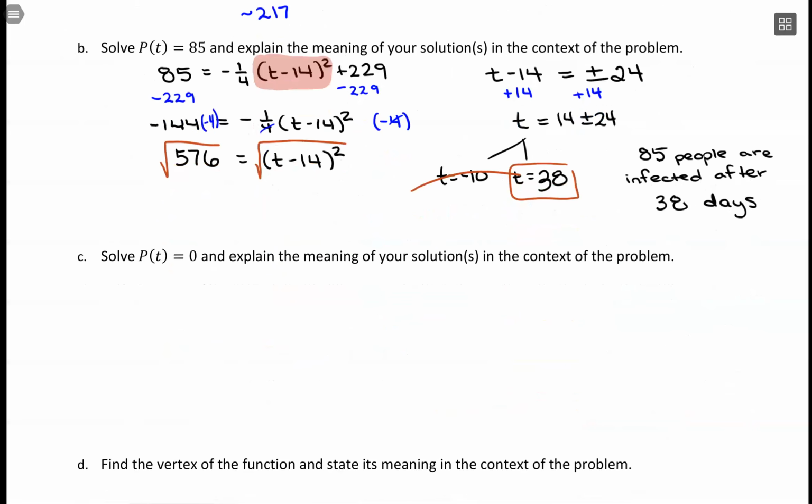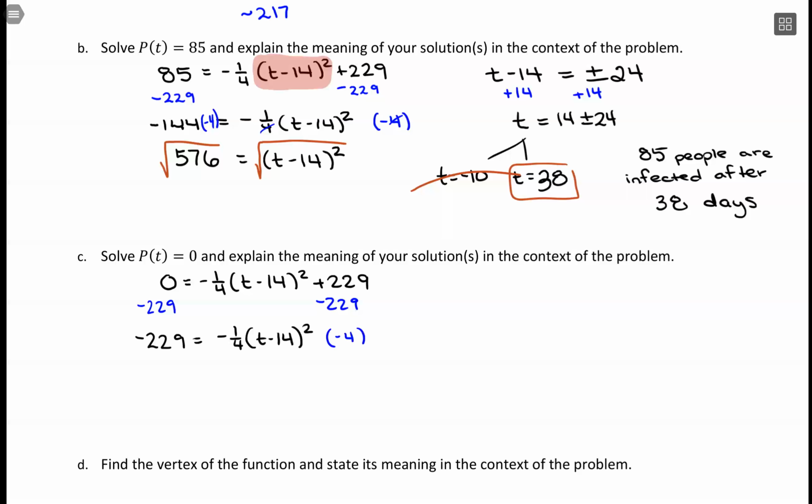Okay, similar example here, but we're just plugging in 0 for P. So we'll have 0 equals negative 1/4 (T minus 14) squared plus 229. And we're going to go through the same exact routine as we did up above there. Subtract 229 from both sides. So we'll have negative 229 equals negative 1/4 (T minus 14) squared. You can do that multiplication of negative 4, or you could divide by negative 1/4. Either way, then multiply by negative 4.